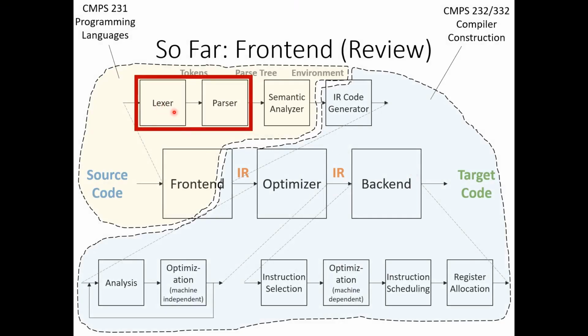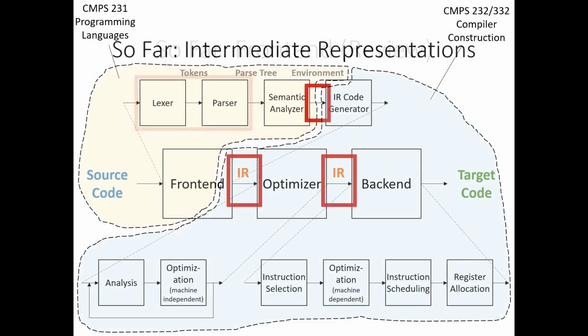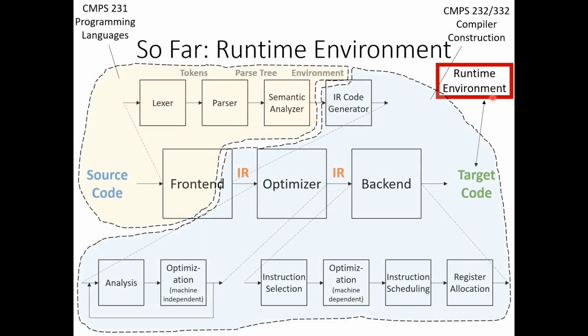We reviewed lexers and parsers at the beginning of the course. We then had a section of the course on intermediate representations where we talked about the different ways that we represent code inside of compilers, including ASTs, control flow graphs, SSA form, etc. We then talked about runtime environments. We talked about the linkage convention. We talked about the storage convention to understand how the code interacts with the hardware and the operating system, etc.